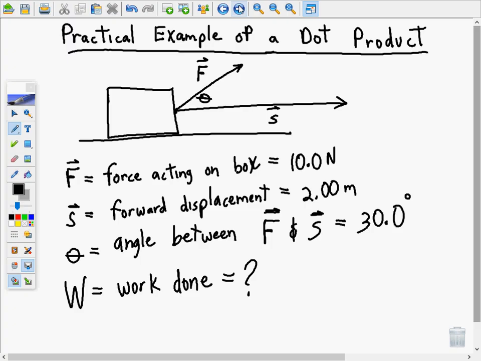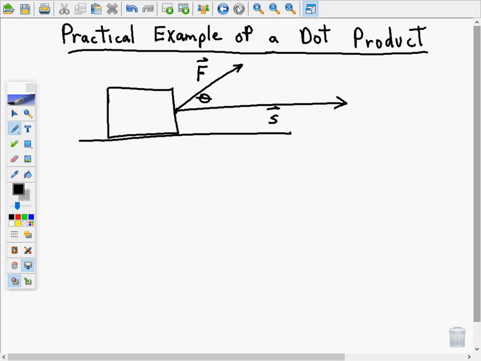So if we wanted to calculate the work done, the official definition of work is a dot product between the force and the displacement. We could simply write this out, F dot S. That signifies we're going to take the part of F that's in the direction of S and multiply it by the magnitude of S.